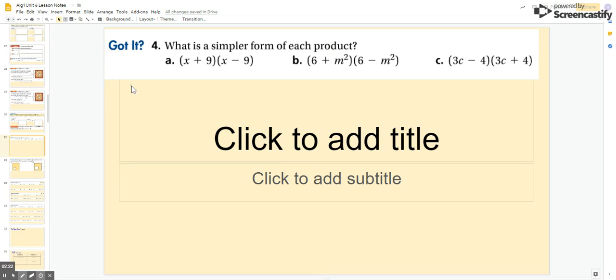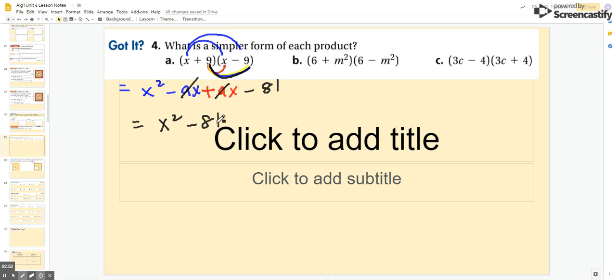Let's go over this. I'm going to use the FOIL method. X squared, outside, negative 9x, inside, plus 9x, last, which is 9 times negative 9, negative 81. So it's going to be x squared, this will be gone, minus 81.